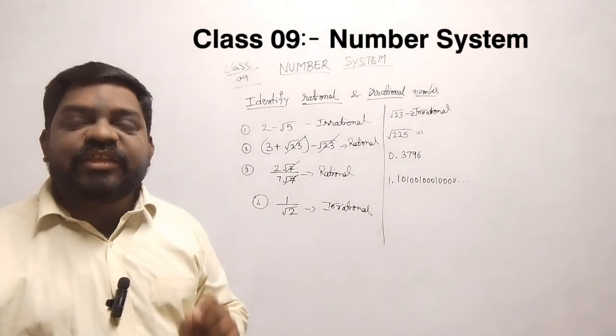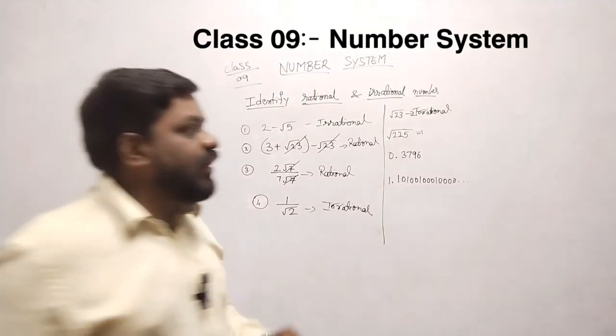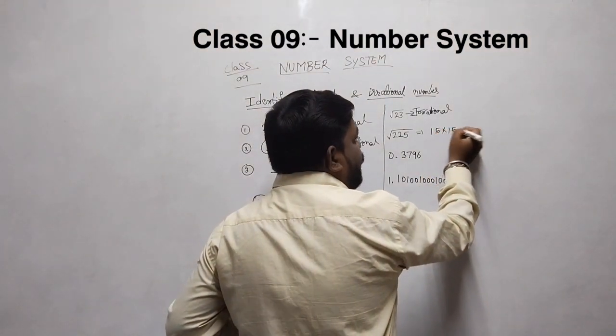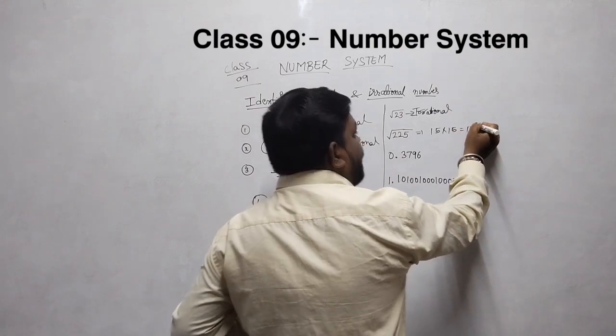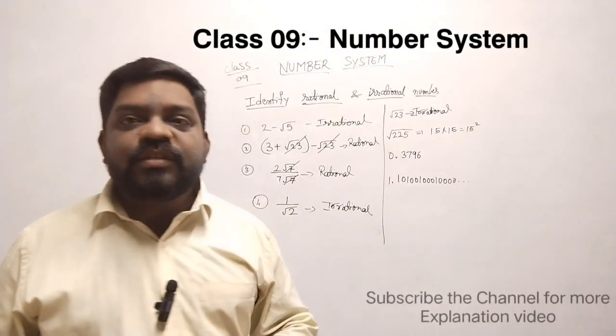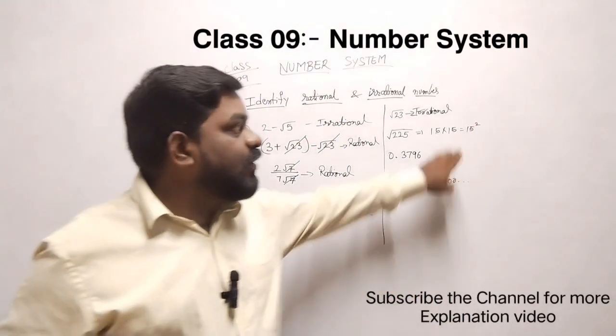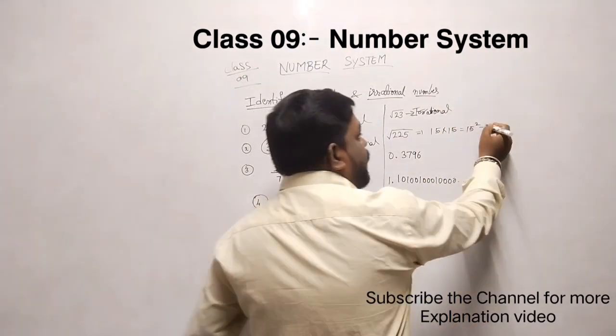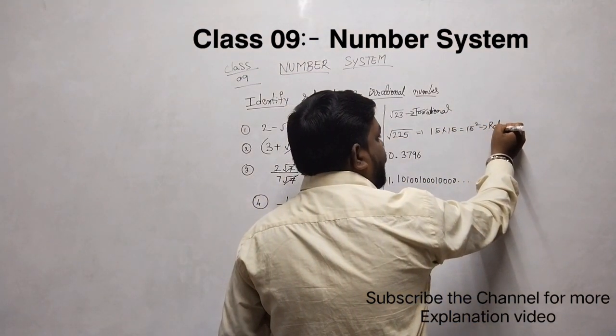Look at the next one. Root 225. 225 can be written as 15 into 15, that is nothing but 15 square. So root of 15 square is 15. So the number we got is 15. So 15 is a rational number.